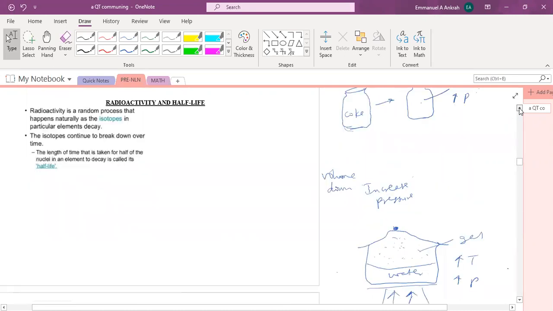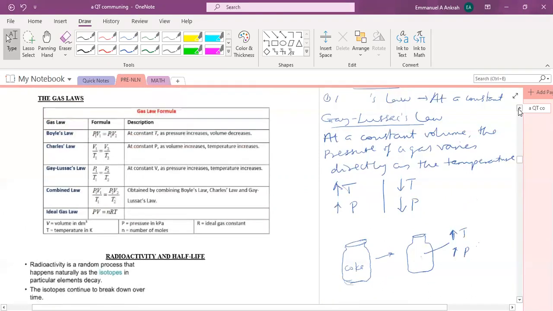If you go back to the table, the combined gas law combines all these laws. You put all these laws together, then you have the combined gas law. Here the pressure is directly proportional to the temperature, so Gay-Lussac's law is here. And then this is Boyle's law put together. And then this part, V over T, is Charles' law. So you put it all together, and this is the formula that you come up with. But you will be asked more of scenarios, like I've discussed here.